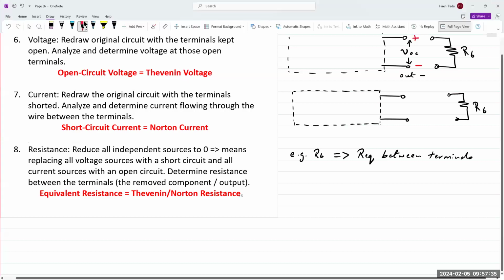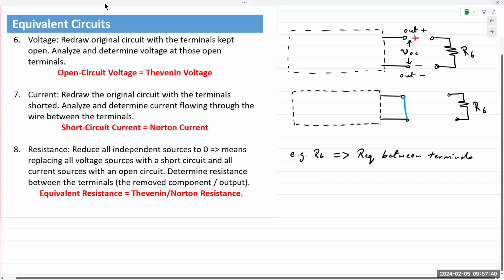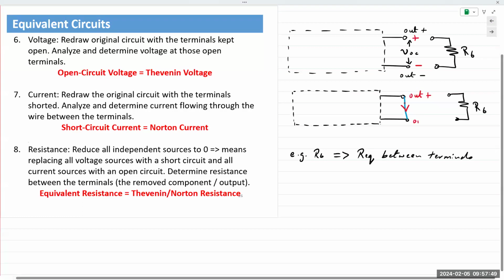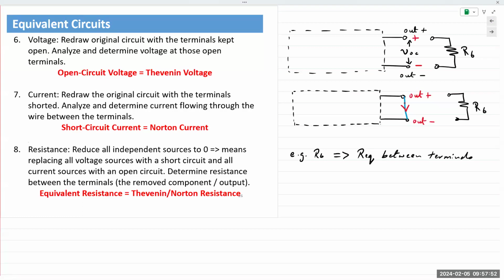So I'm going to draw this out. And the current direction is always taken as going from the top to the bottom. Again, this is out plus, out minus. This is known as ISC, the short circuit current. Again, it's the same pair of terminals where R6 was connected. You're simply taking R6 out and you're placing a short circuit wire between those terminals so that current can flow through those terminals. Then we analyze the exact same circuit. Again, we analyze this.